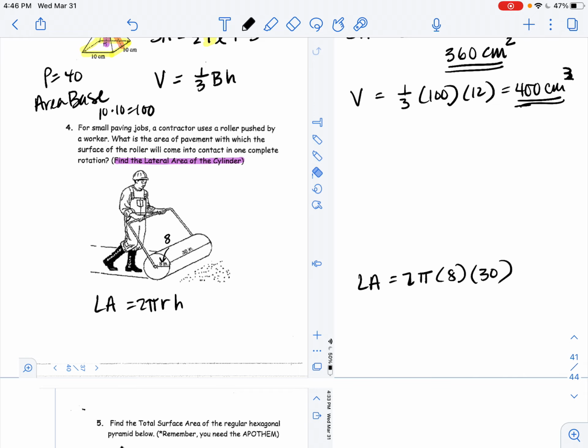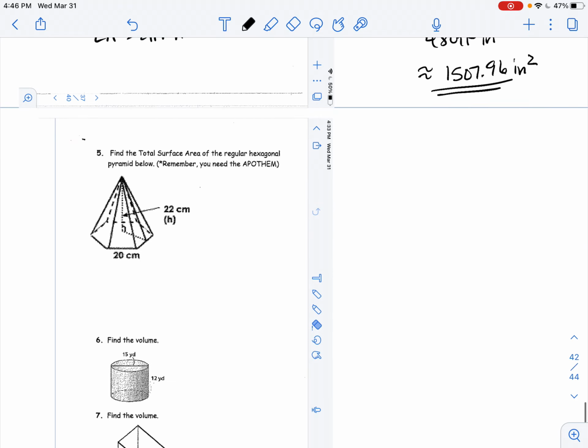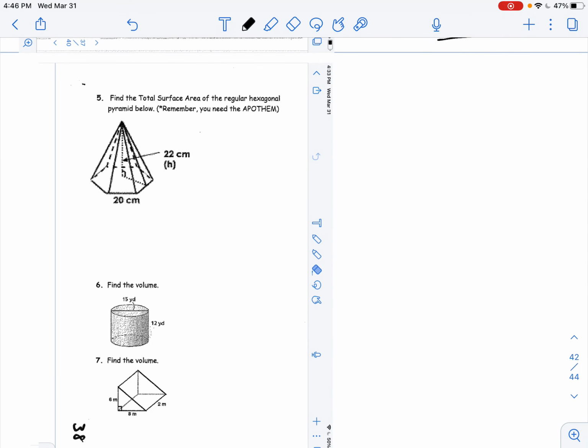All right, so let's go ahead and put that in our calculator. In terms of pi, that just means you don't work out the pi. It is 480 pi, and this is area, so inches squared. And if I do multiply it by the pi, it's going to be approximately 1,507.96 inches squared. So either of these answers.